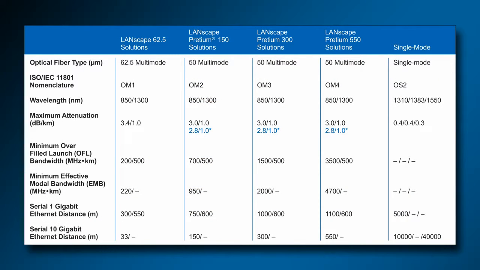Each fiber type is unique in its capacity to carry information. This capacity is also known as bandwidth. Of importance is the distance that each given fiber type can carry the information. Looking at the chart, one can see that the fiber performance increases from left to right.